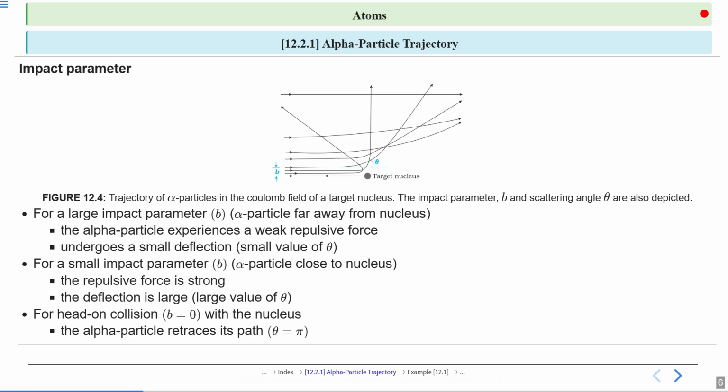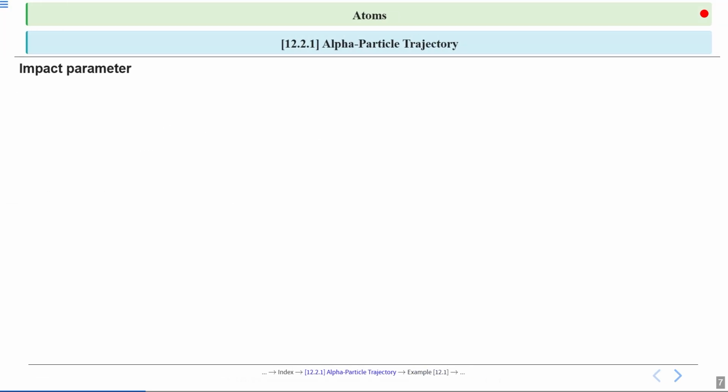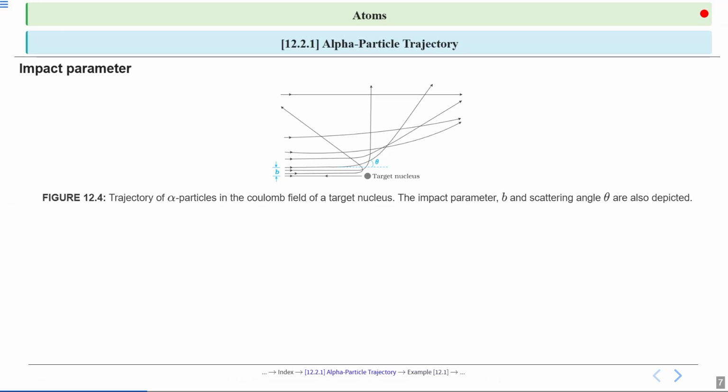Or pi radians, we can say. So the alpha particle will retrace its path. It is scattered through a 180 degree angle. Now here you can see the diagram again, which is showing the path of the alpha particle as it approaches a nucleus.